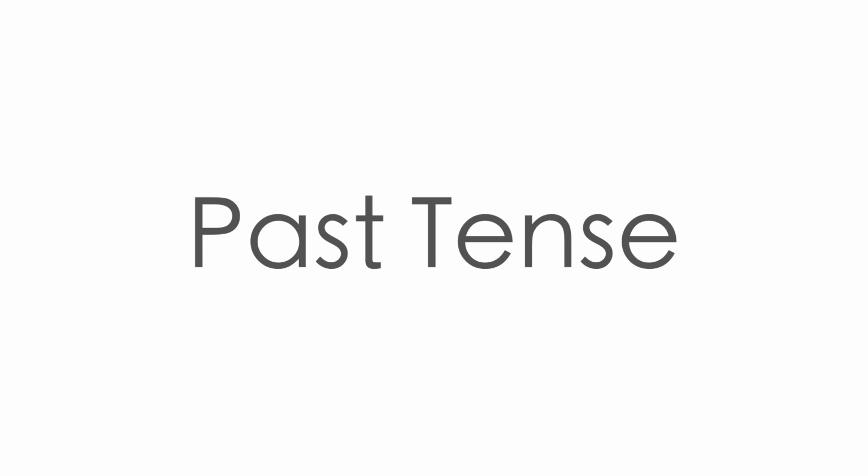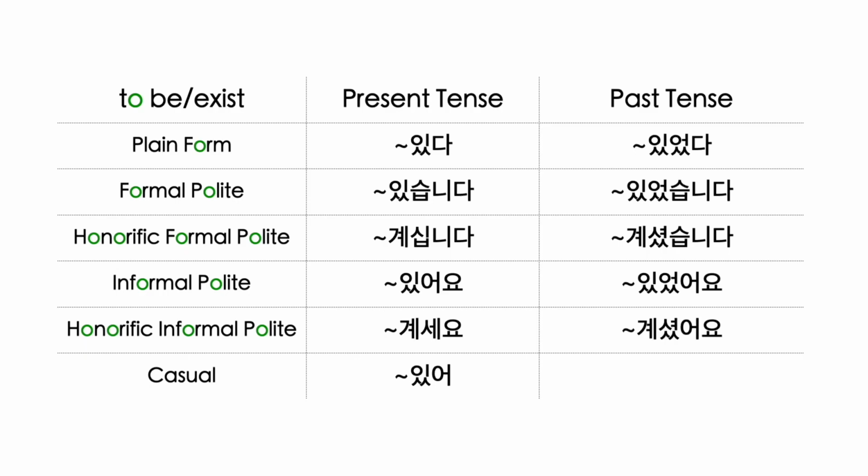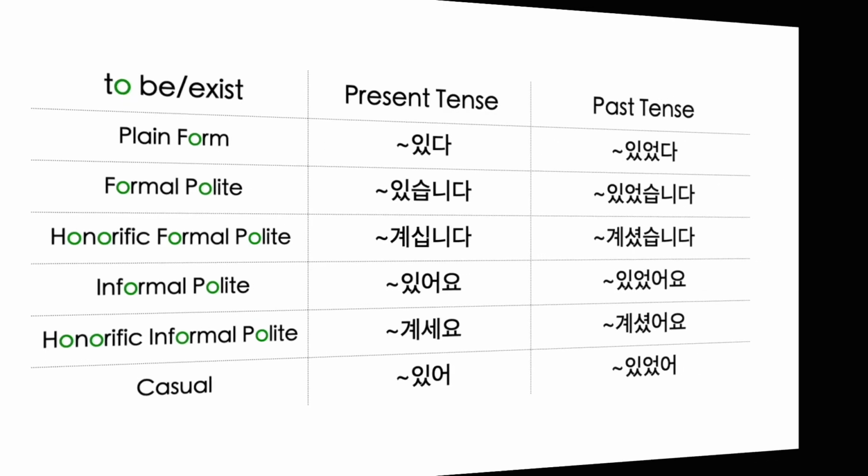Let's also review the conjugation of the past tense 있다. In a plain form, 있었다. In a formal polite form, 있었습니다. In the honorific formal polite, 계셨습니다. In the informal polite, 있었어요. Honorific informal polite, 계셨어요. In the casual form, 있었어.